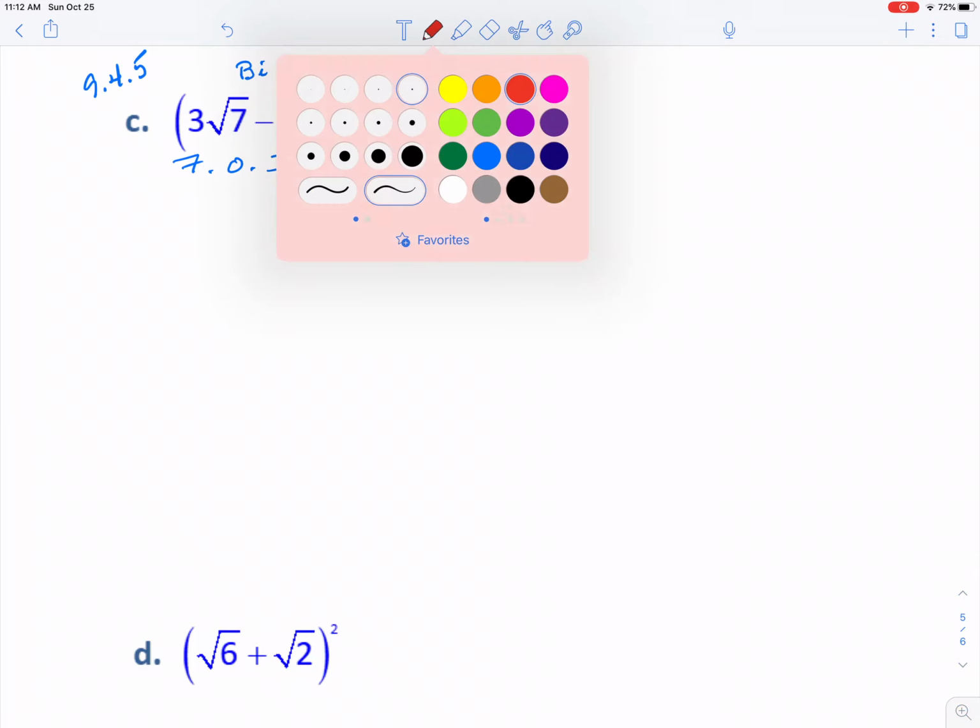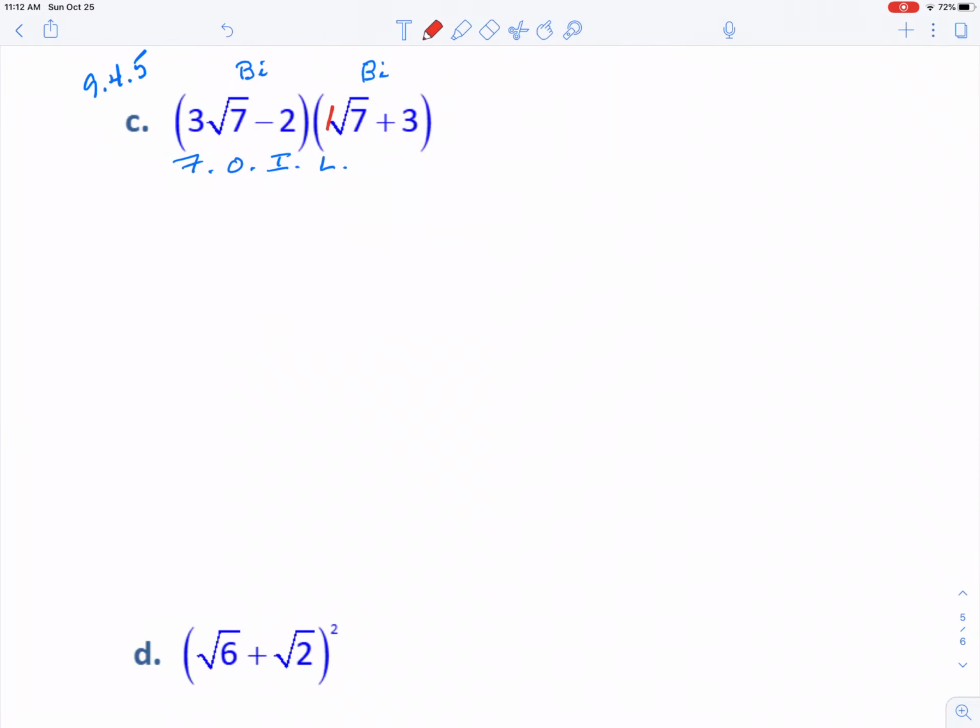And I'm thinking there's probably one thing I need to say here. There's a 1 sitting out in front of that square root of 7. Understood? All right, so let's do first times first. I suppose I should put the 1 in there too, shouldn't I? So that's first times first. Now let's do outer. So I see a positive 3 square root of 7 times 3. Then let's do inner, and I see a negative 2 times 1 times the square root of 7. And then let's do last times last, and I see a negative 6.